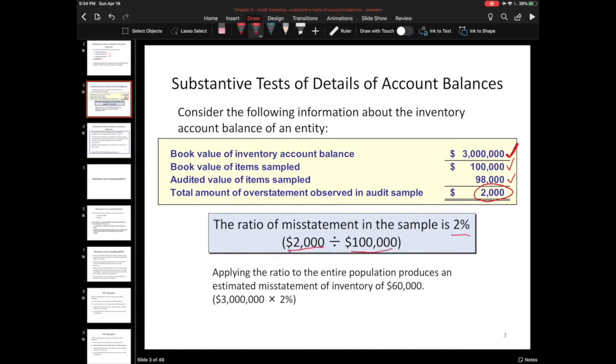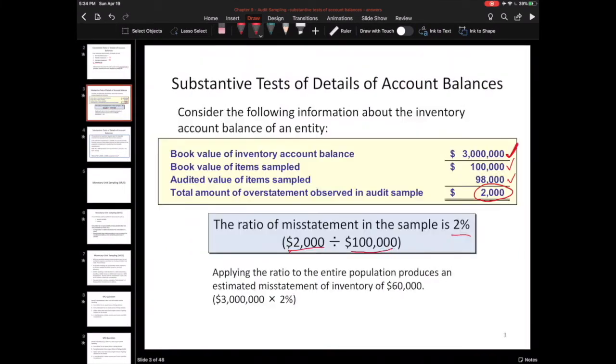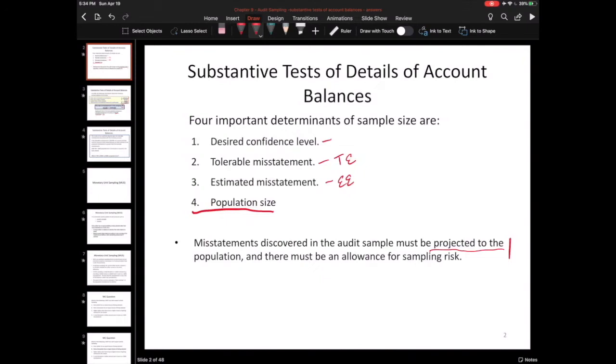Now, if I'm going to do what it talks about here and project the misstatement I found in my sample across the population, all that means is I'm going to take my 2% error rate and project it across the population I was testing. So I would multiply 2% times 3 million, which is the total book value of inventory, to get a 60K projected misstatement. And that is all fine and good, but it does not include an allowance for sampling risk.